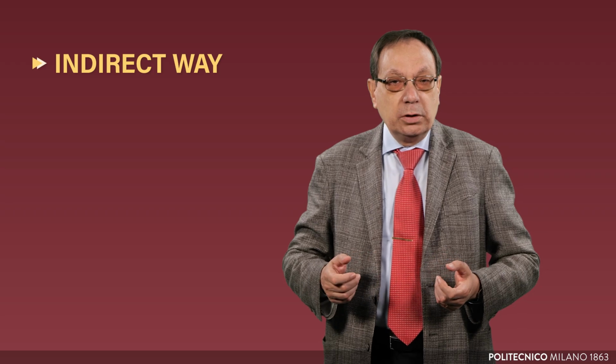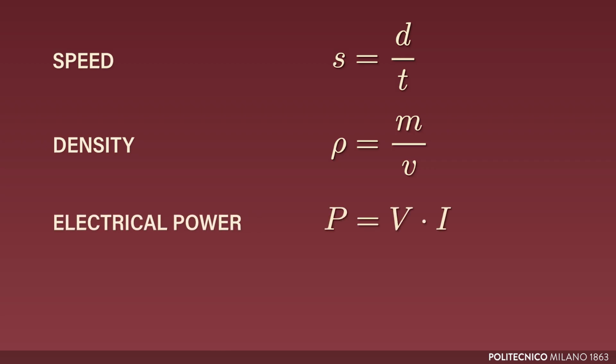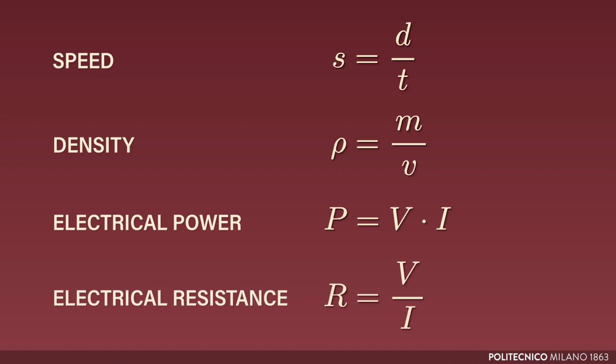However, there are many important cases in which the quantity of interest is measured indirectly, by mathematically combining the measured values of other quantities. For example, a speed is obtained by dividing the distance traveled by the time taken to cover it. A density is obtained by dividing a mass by volume, electrical power in DC systems by multiplying a voltage by a current, electrical resistance by dividing a voltage by a current, and so on.